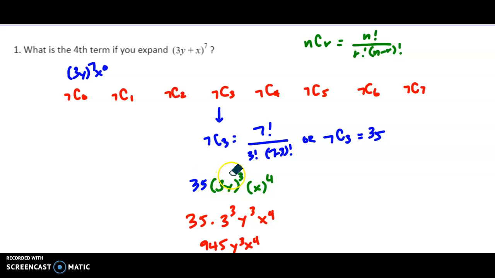And then, since it asked for the fourth term, then we know that the first term in the parentheses, in this case 3y, that exponent starts with 7 as the first term, and then it's going to decrease by 1 each time. And so if it's the fourth term, then 7 minus 4 is 3. And then the other term, this x, remember these two exponents have to add up to the overall exponent. So let's take a look at number 2.